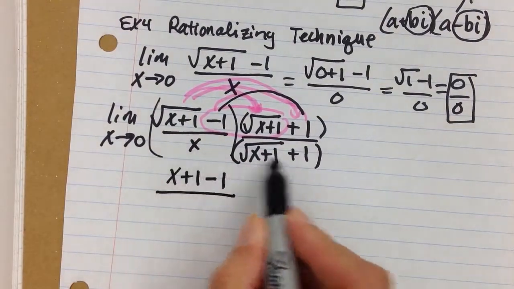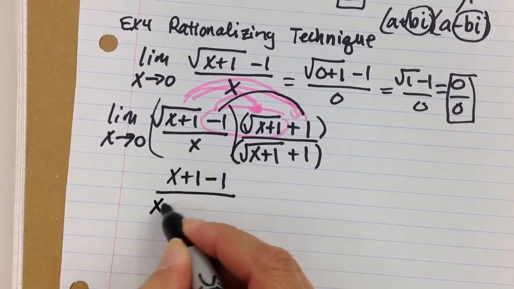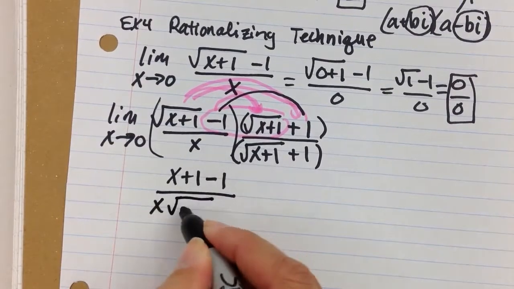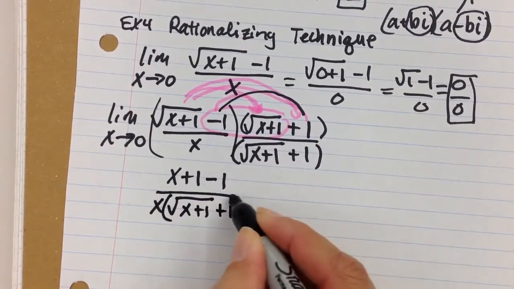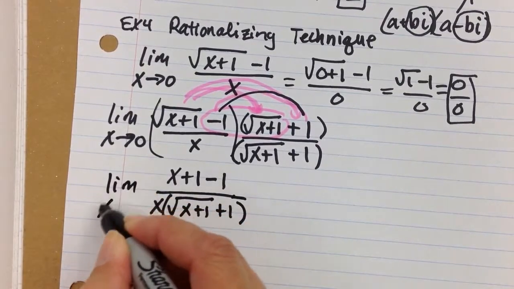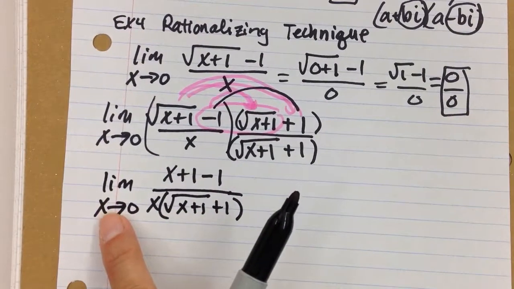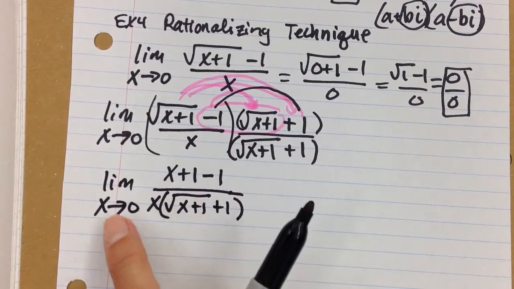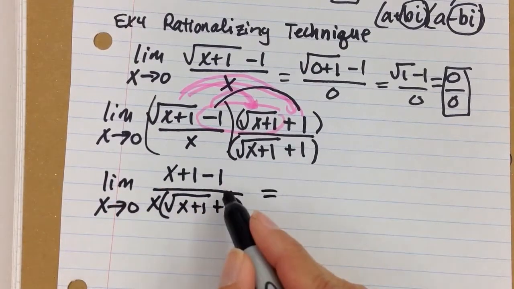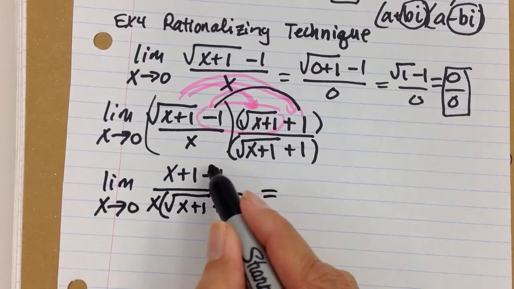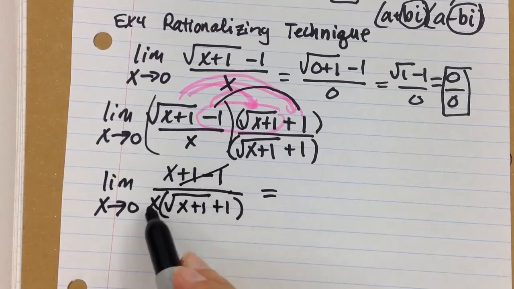And then this thing we can't really multiply, so I'm just going to write it: x times the square root of x plus 1 plus 1, like that. And the limit as x approaches 0. Always write that until you actually plug in the number, then you don't write the limit anymore. So now we're actually going to plug it in. Oh, and this minus 1 plus 1 goes away, right? That's just 0. So really we just have x over x.